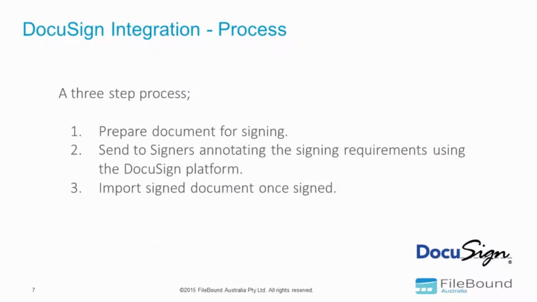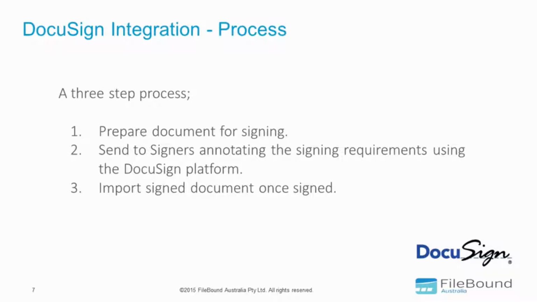Now, the Docusign integration process is a simple three-step process. Firstly, we prepare the document for signing. Secondly, we send to the signers, annotating onto the document where we need them to sign and/or initial. And thirdly, we import the signed documents once the signers have actually completed their signing task. I'm now going to demonstrate that in the FileBound platform.